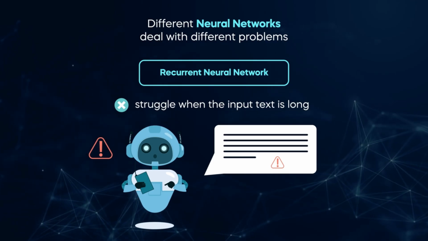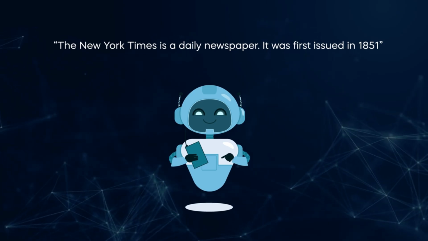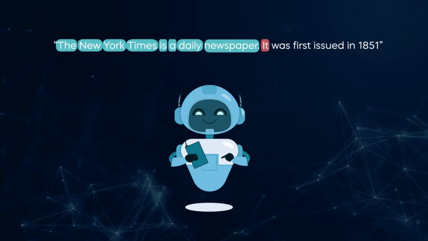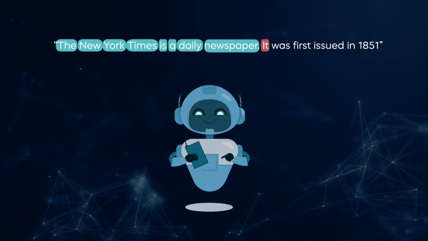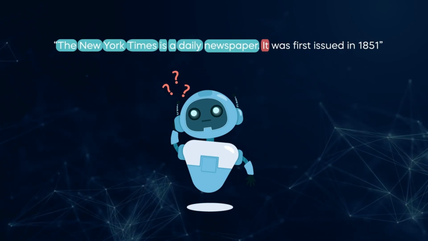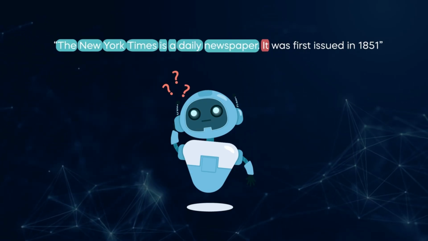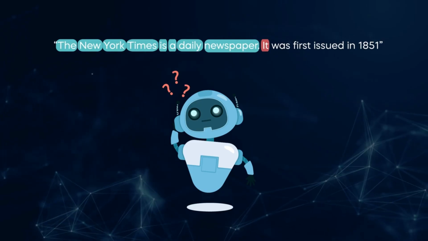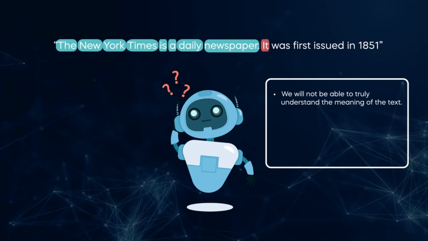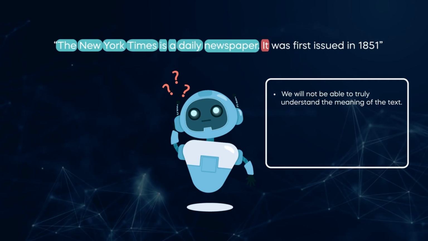Take, for example, the following sentence. The New York Times is a daily newspaper. It was first issued in 1851. In the second sentence, it refers to the New York Times from the first sentence. But we would only know this if we were able to keep in memory what was mentioned in the first sentence. If we were only able to look at each token at a time, or tokens that are very close to each other, then we would not be able to truly understand the meaning of the second it, and thus the meaning of the whole text may be lost or misunderstood.